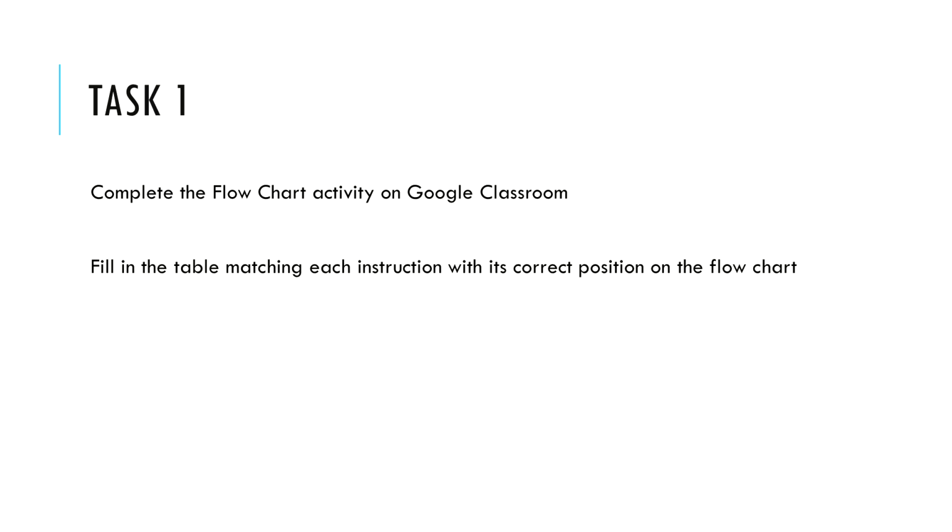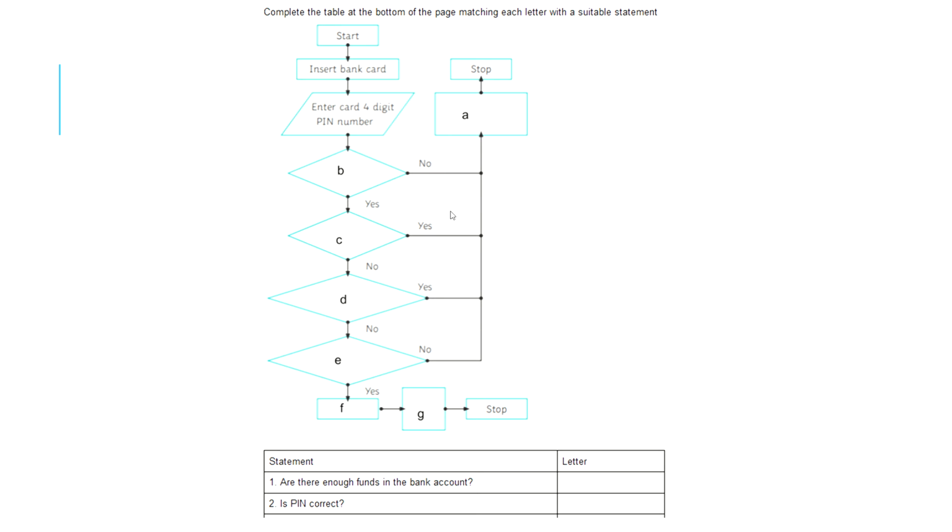Now, to have a go with flowcharts, I'm not going to get you to draw any yourself at the moment. What I would like you to do is complete the wee flowchart activity on Google Classroom. This is a wee copy of it here. So we've got a flowchart here, and we have got blank spaces labelled A, B, C, D, E, F and G. At the bottom of the table we have got 7 statements, and you have to match up the letter where each of those statements should fit on the flowchart.